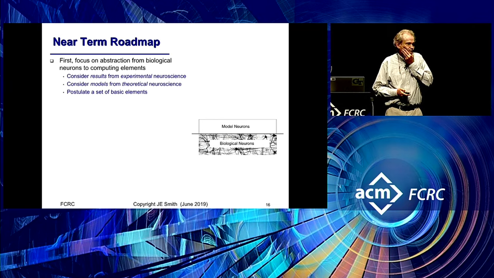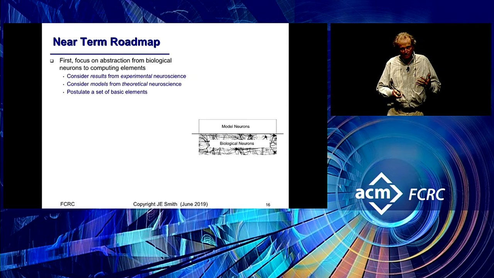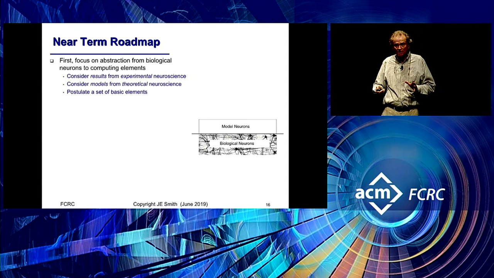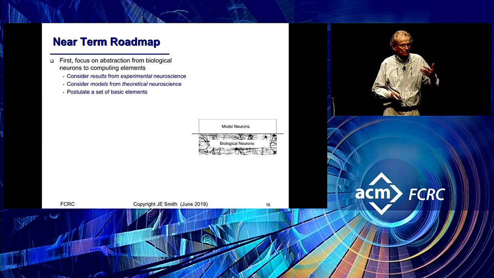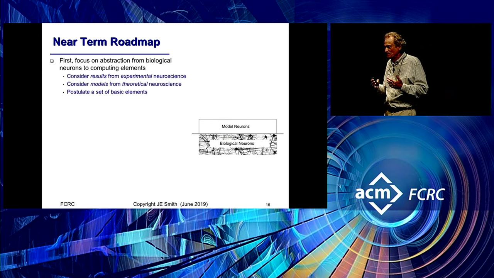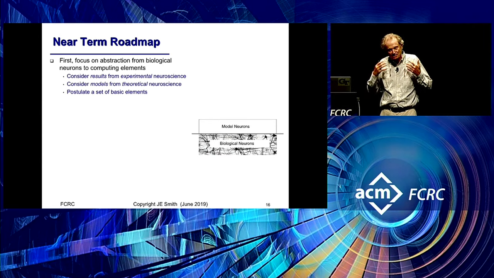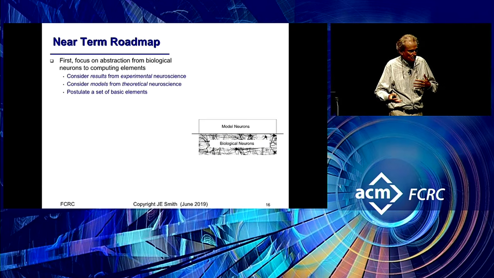Near term, let's focus on that first abstraction. Look at results from experimental neuroscience, consider models from theoretical neuroscience, and quite a bit of work has been done. Most of this talk is actually drawing from models that exist in theoretical neuroscience. But the challenge is that there are so many of them, and so many things have been put forward, the challenge is in deciding which ones to use and which ones not to use, which ones make sense to you, which ones don't.